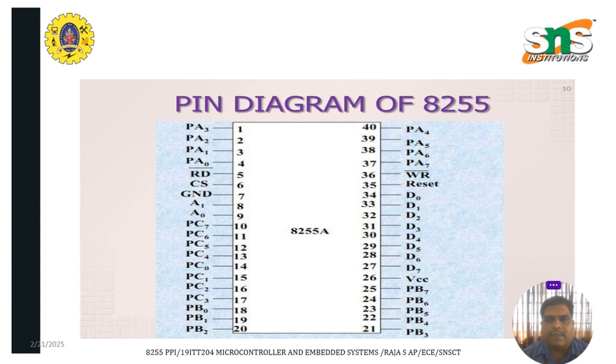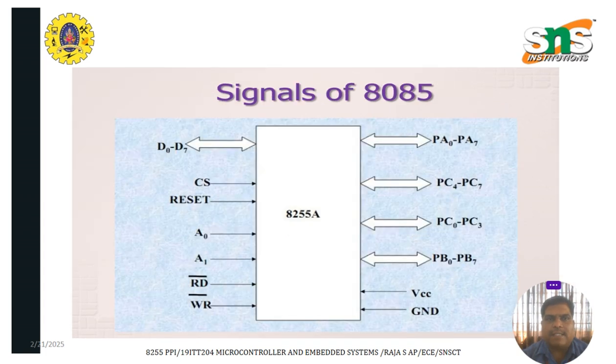This is the pin diagram of 8255, and this is the signal diagram. From the left-hand side, top to bottom, D0 to D7 is called the data bus pins, available for 8-bit transfer. CS is the chip select. RESET is the reset pin. A0 and A1 are called address lines. RD bar and WR bar are used for read and write operations.